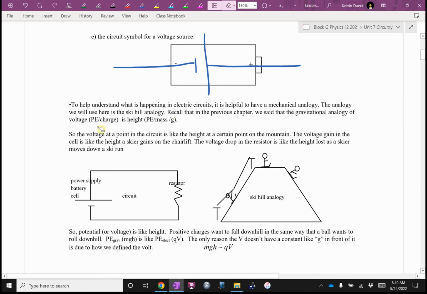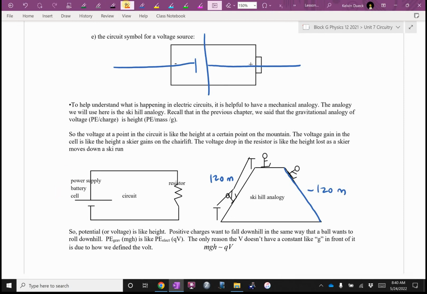So my gravitational analogy of voltage, which is energy per charge, is kind of like height, which is energy per mass per gravitational field. The units don't quite match, but they kind of do. So let's suppose that this was, just for giggles, a 120 meter high hill. How many meters would you need to lose to get back to the bottom of the hill then? Be very, very obvious. So we would say this is a height loss of 120 meters.